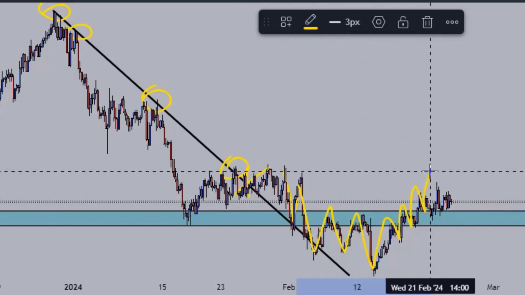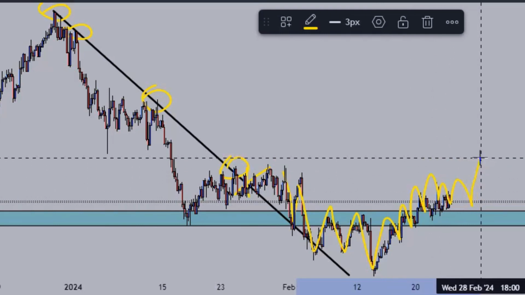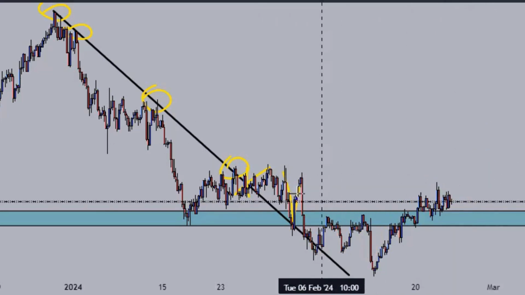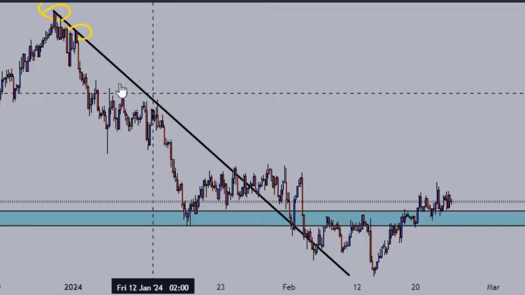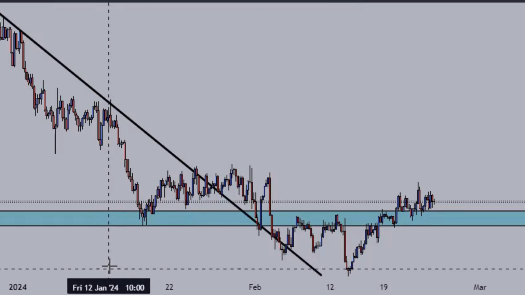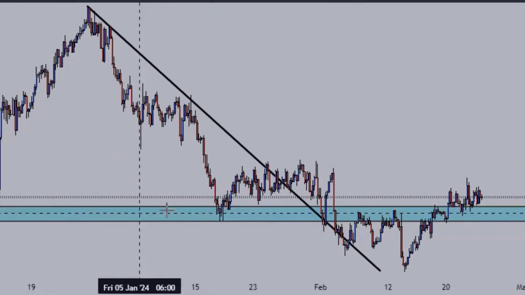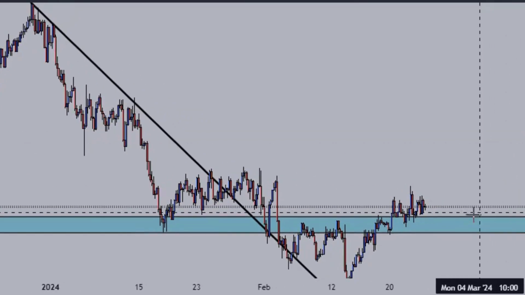came up, starting to find some pressure. Looks like it's doing something like that, but only time will tell. Looks like it's doing something like that. Mind you, we've got this level here stretched out there on the 4-hour.